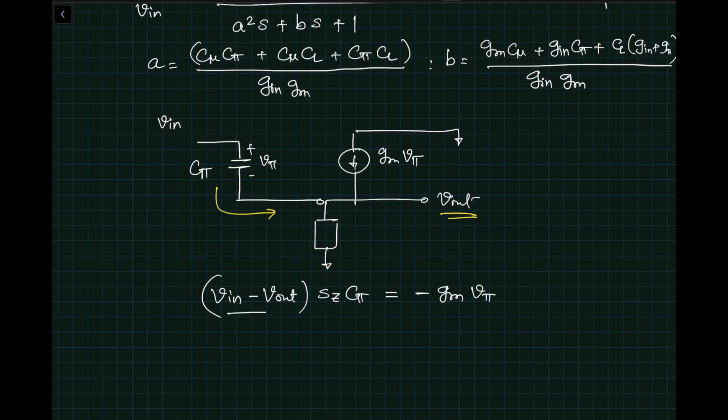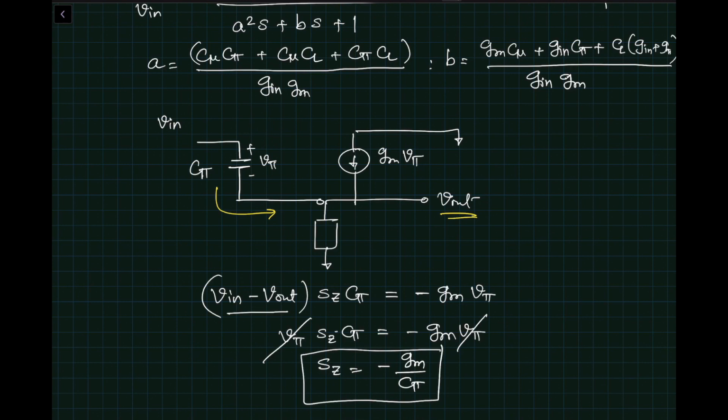We already know V in minus V out is V pi. So V pi S of Z C pi is equal to minus Gm V pi. So S of Z will be equal to, remove the V pi, minus Gm over C pi. So we say that we have a left half plane LHP zero since it's negative.